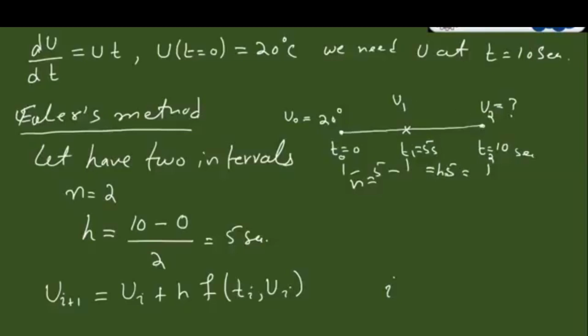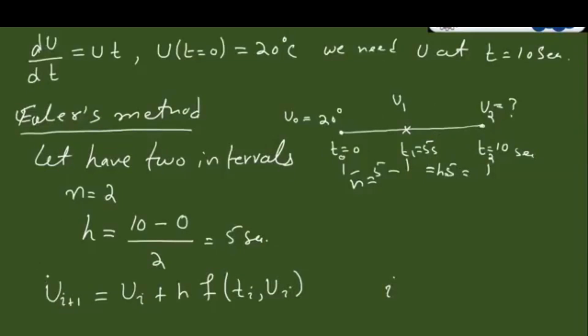So what will I do? Based on this information, I will first find U1, the temperature at T1, and then using this information I will move forward 5 units of time so that I can get the temperature U2 at time equal to 10 seconds. So this is how we move in a step by step process.